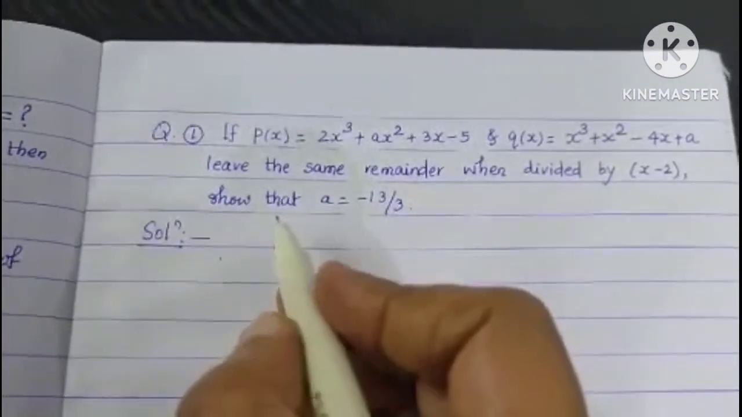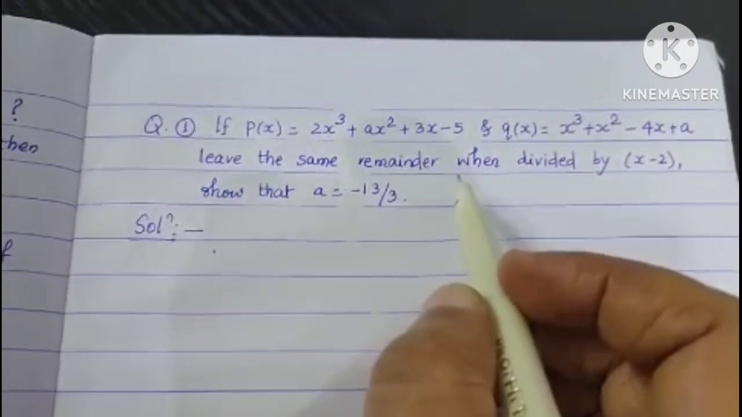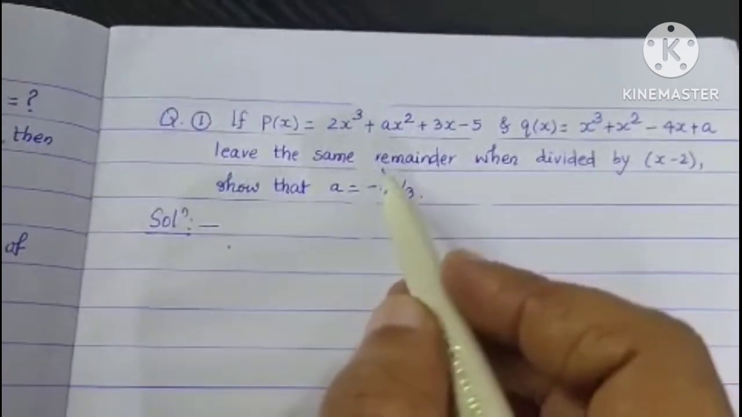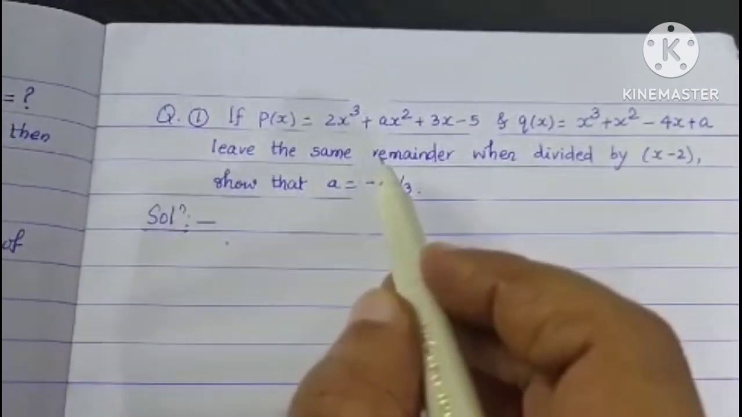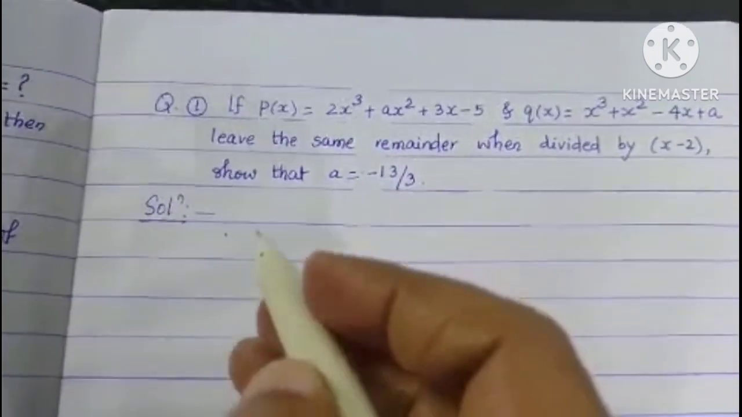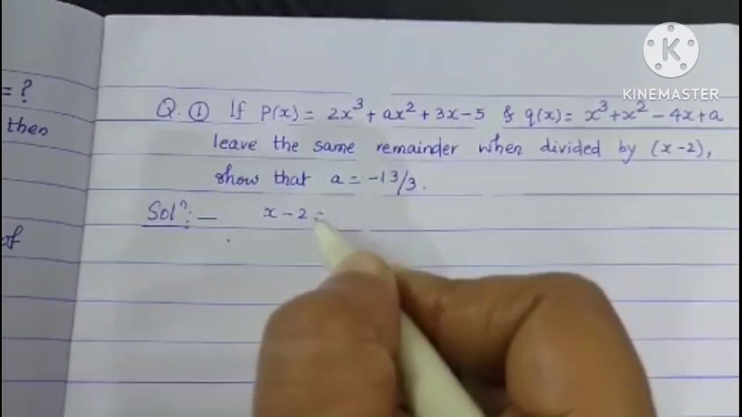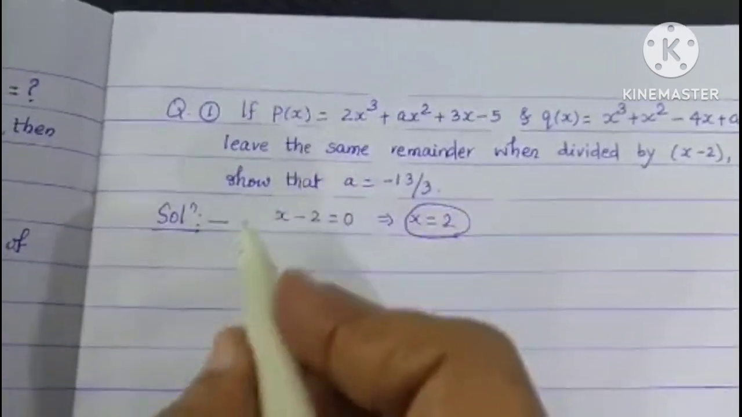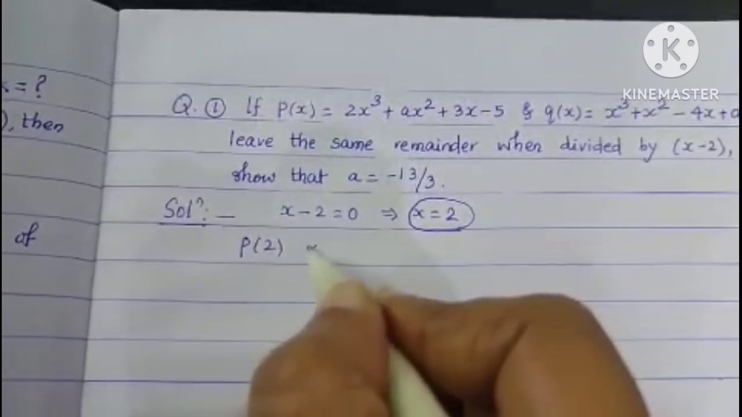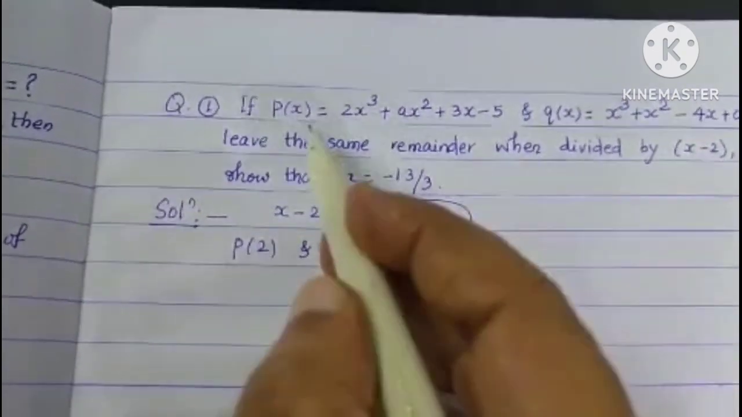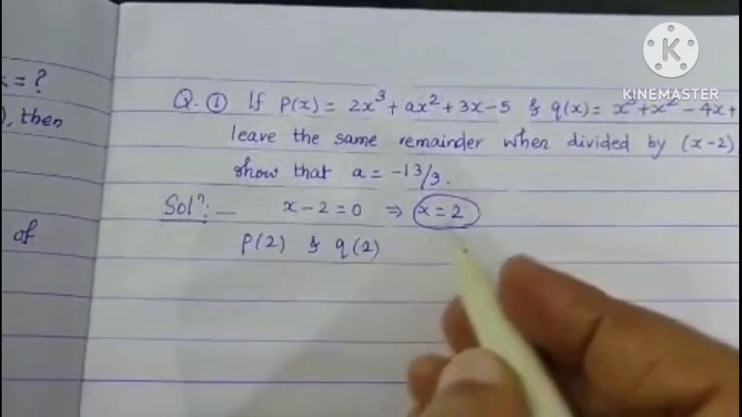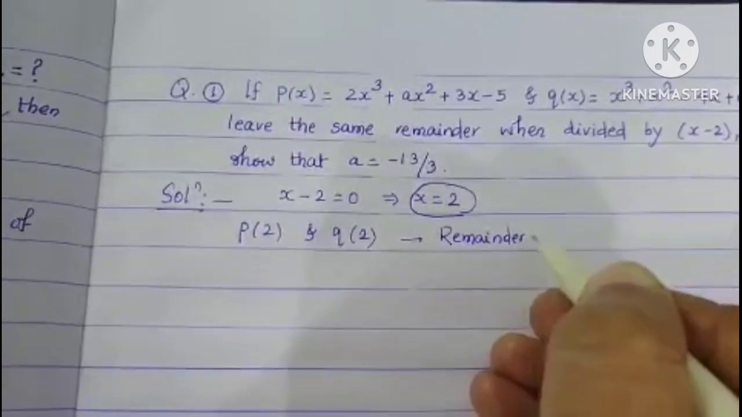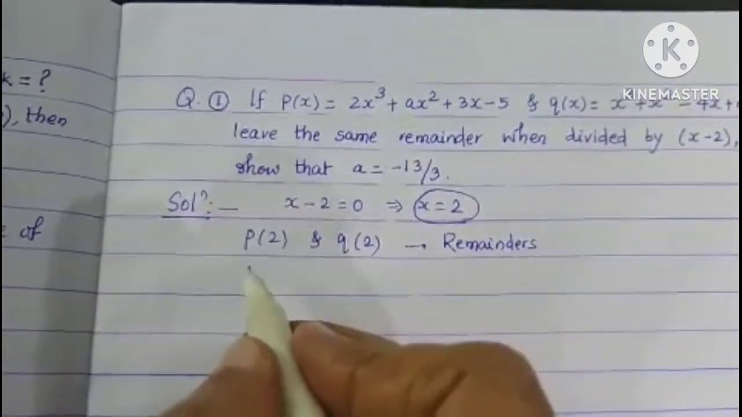So in this question, when these two expressions are divided by x minus 2, they give the same remainder, and we have to equalize the two remainders and then find the value of a. First of all, x minus 2 equal to 0, so that x equals 2. Now we have to find p2 and q2, and these two are the remainders.